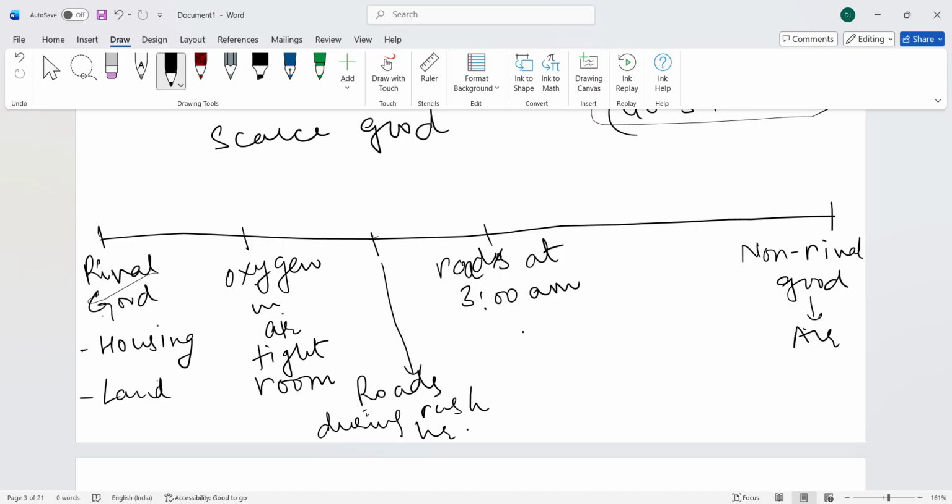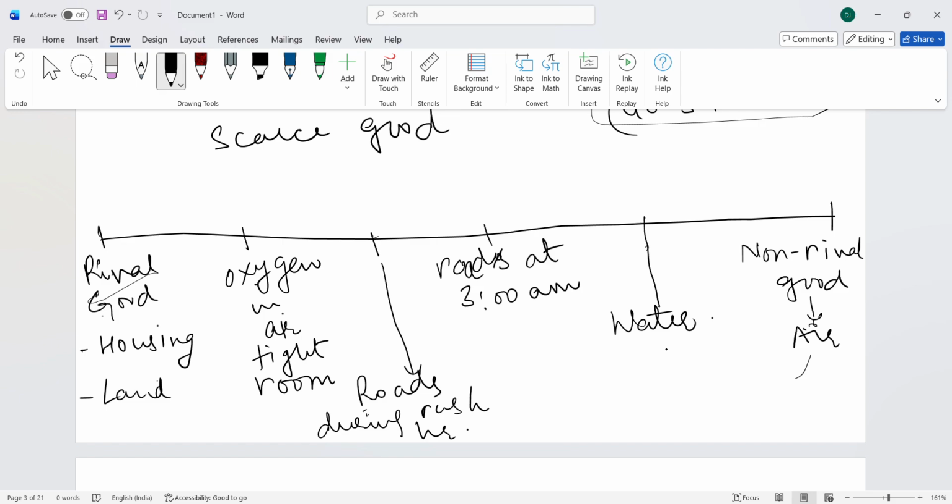Then very close to a non-rival good could be, let's say, water. Even air is not a perfect example of a non-rival good, but still I can club air under this category, which is very close to non-rival goods. So it could be water, it could be air. All these are examples of non-rival goods, not perfect, but very, very close.